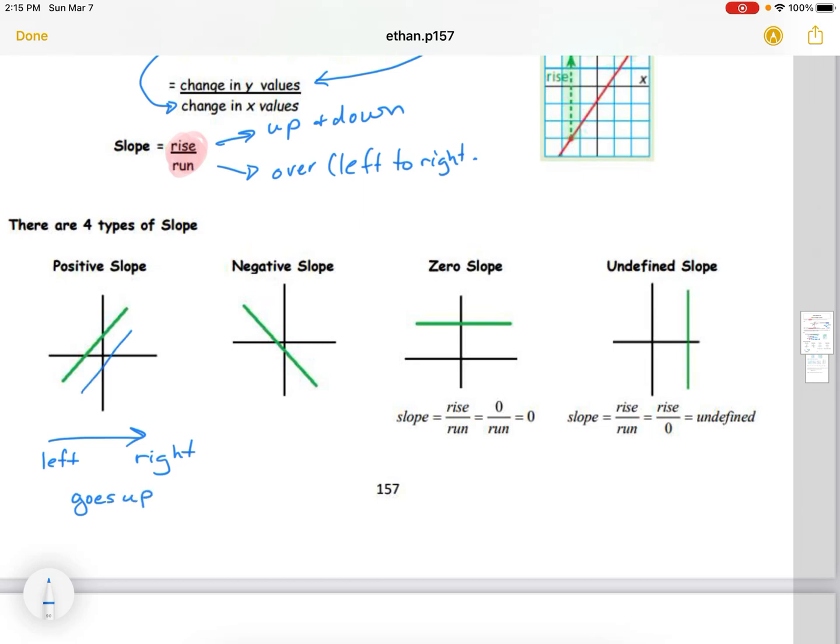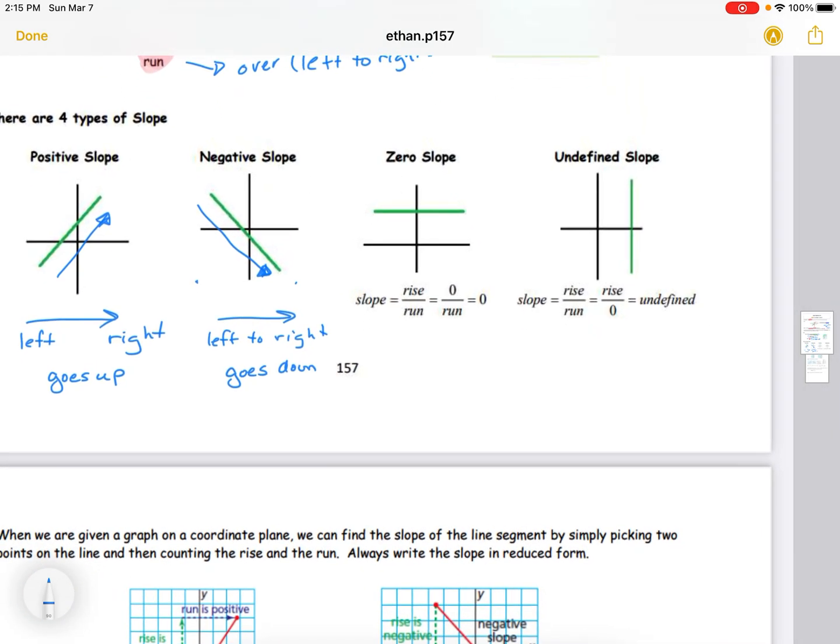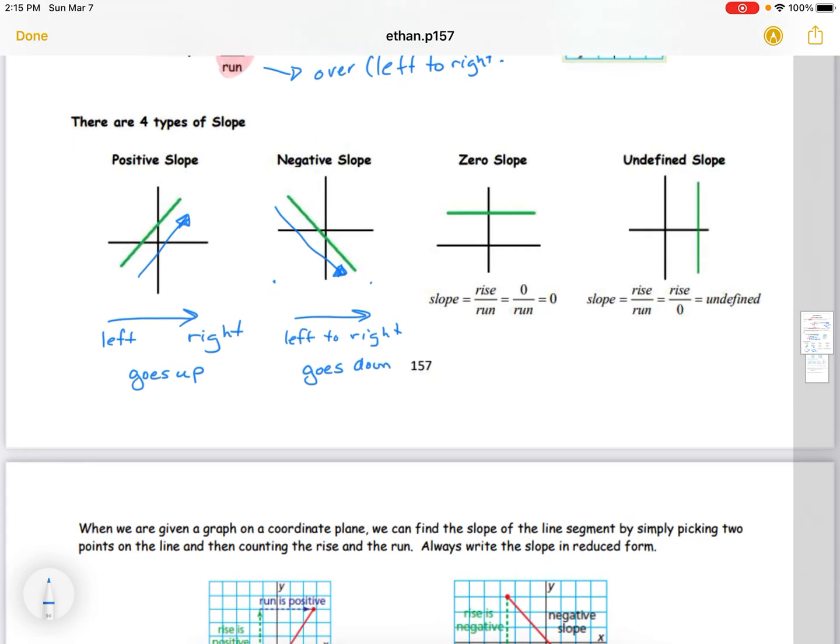Okay, so we can see this is going up from left to right. A negative slope is if you're looking from left to right, it goes down. So this one is, here's my left, here's my right, it's going down from left to right. Now we have 2 other kinds of slope that I talked about a bit at the beginning.